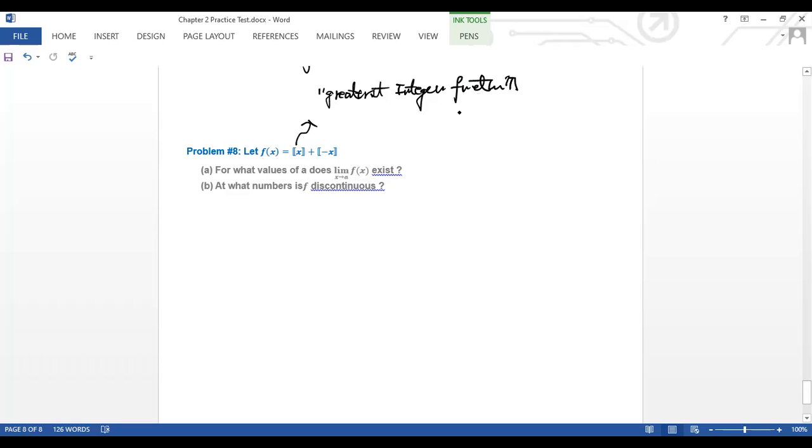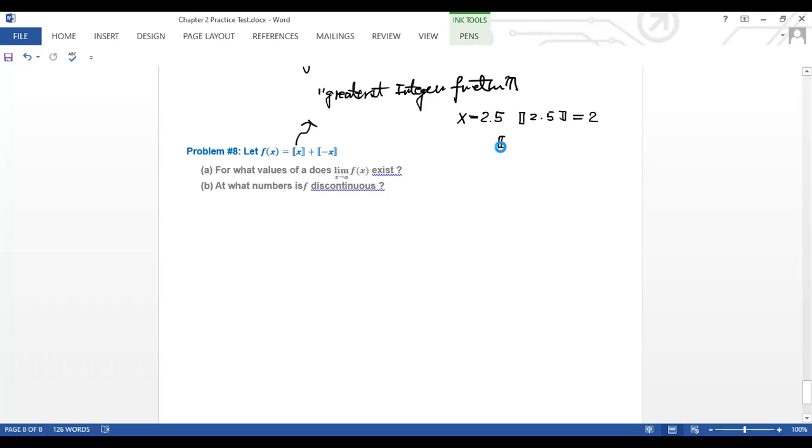If I have x equal to 2.5, what is the greatest integer function of 2.5? That means it has to return the largest whole number less than or equal to this number. So what is the largest whole number less than this number? It's 2, correct?